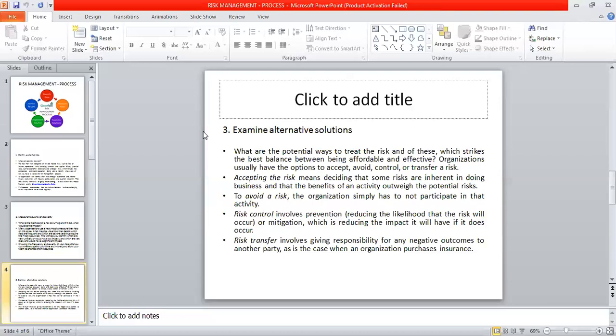Accepting the risk means deciding that some risks are inherent in doing business and that the benefits of an activity outweigh the potential risk. It means we have to decide that this would definitely happen. Then we can apply what? The risk transfer or risk reduction activities.